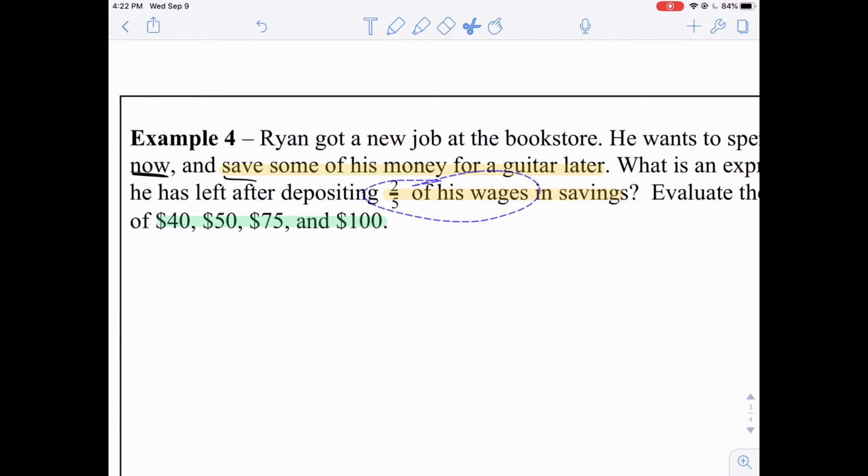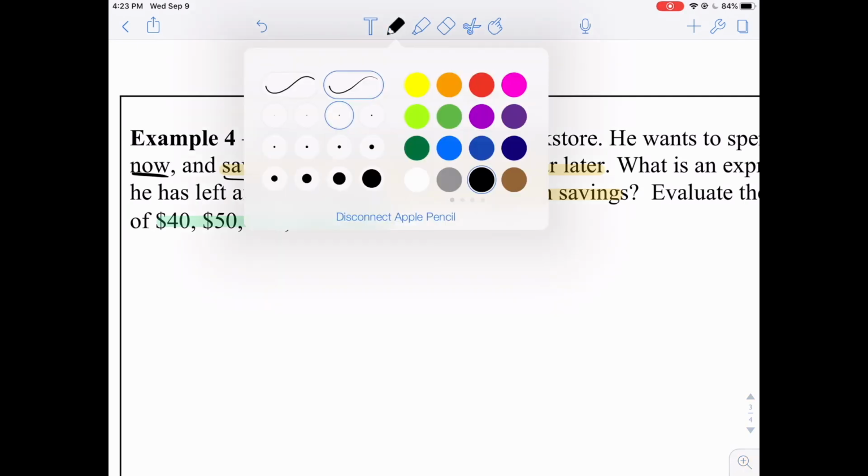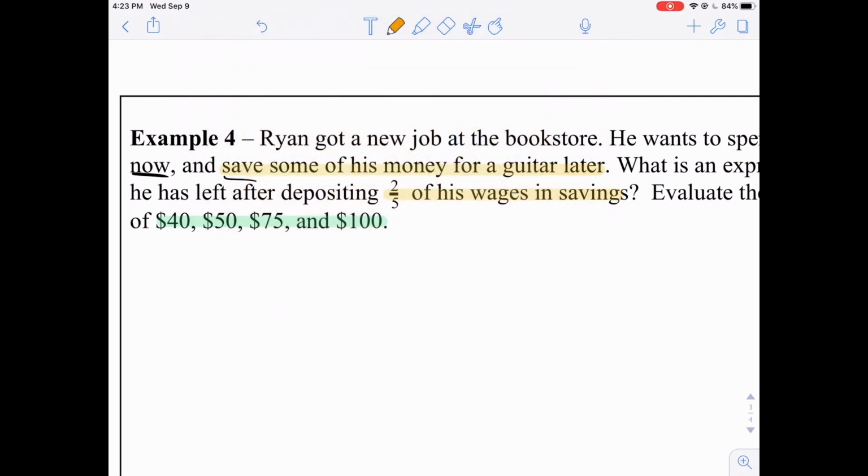Now he wants to see how much he'll have to spend based on how much he earns. So if he earns $40 in a week, he'll spend less than if he earned $100 a week. So first, let's come up with an expression for how much spending money he'll have.